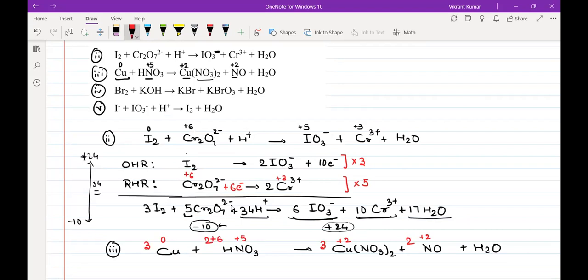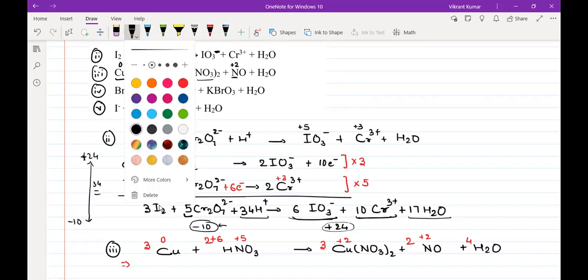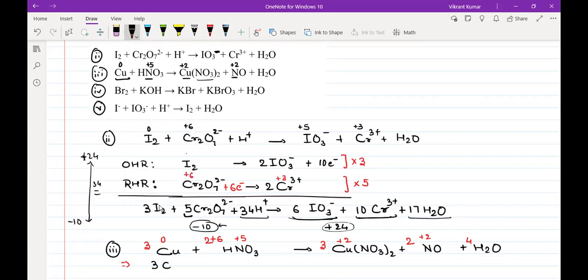Copper is already balanced. Other than that, we have got 8 hydrogen on the left side, so we need to add 4 H2O on the right side. And then if you check, 8 3s are 24 and here 18 plus 2 plus 4. It is balanced. So we will say the balanced reaction is, anyone having any doubt, just ask me.